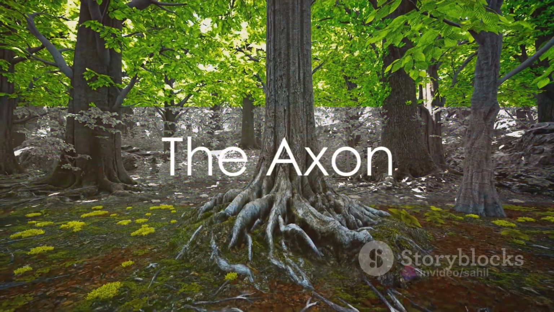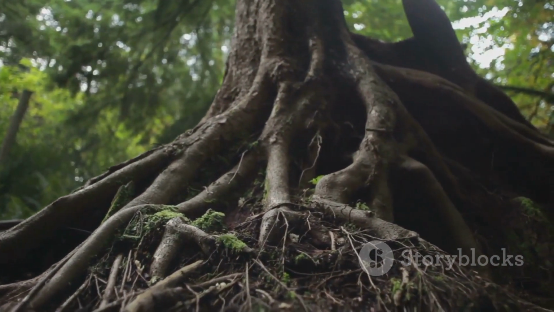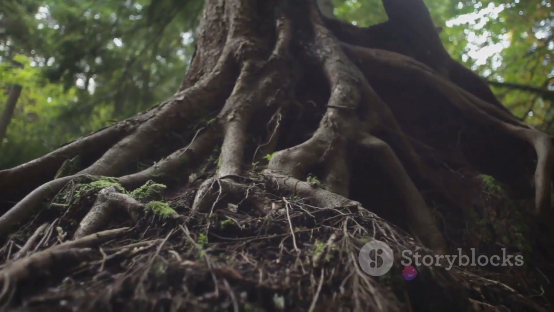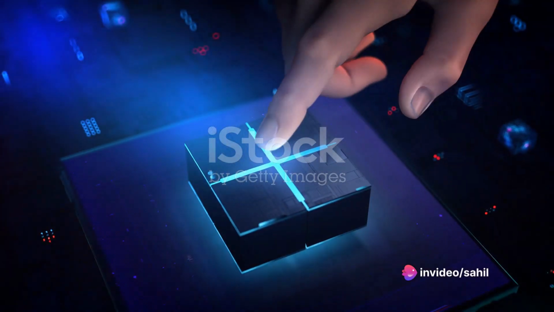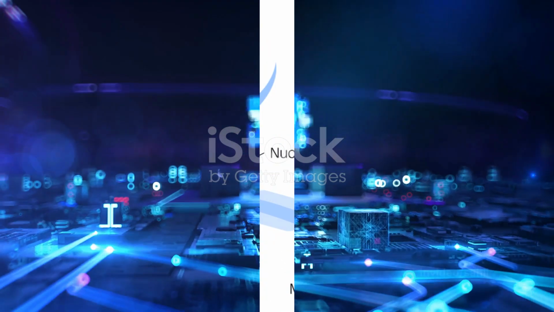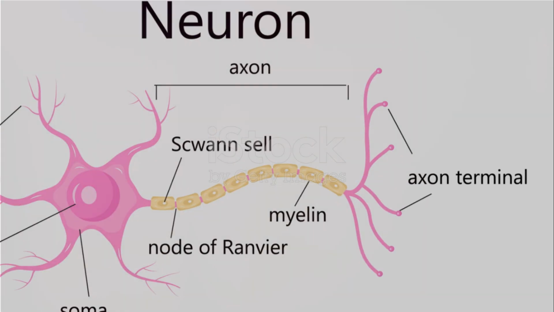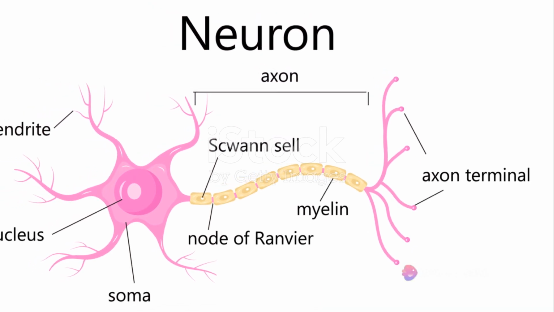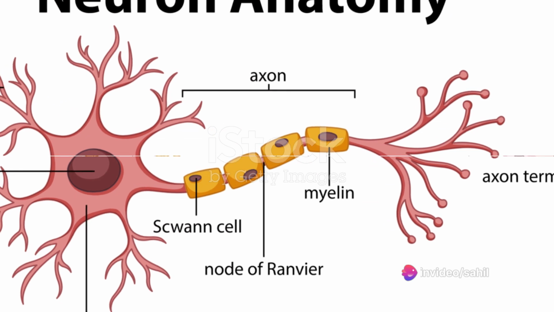The tree's roots represent the axon, a long, slender projection that carries these signals away from the cell body. Think of the axon as the neuron's delivery service. It ensures that messages are sent swiftly and efficiently to their intended destinations. But where does the axon originate? At a region known as the Axon Hillock, a critical site often responsible for the initiation of action potentials, the neuron's way of firing off a signal.